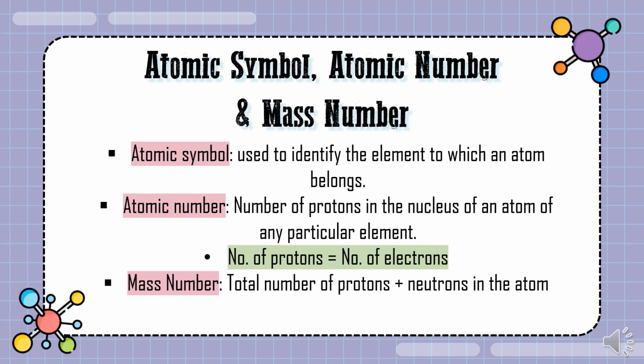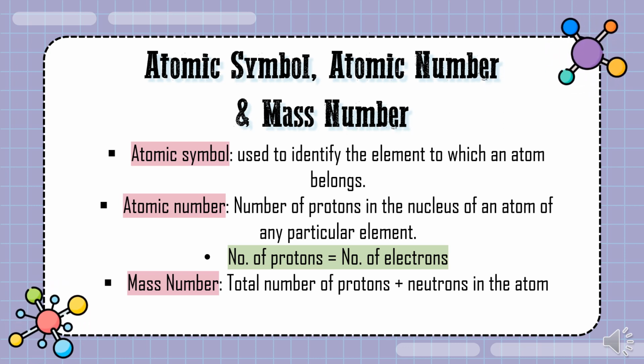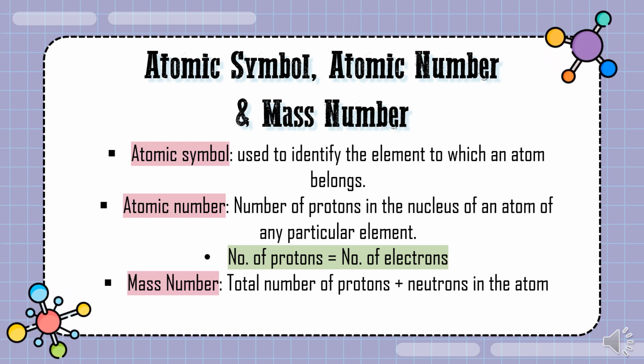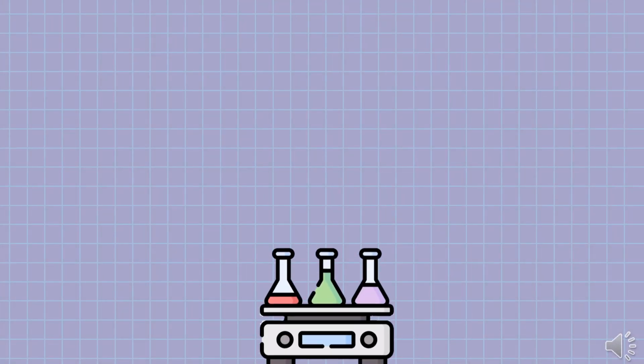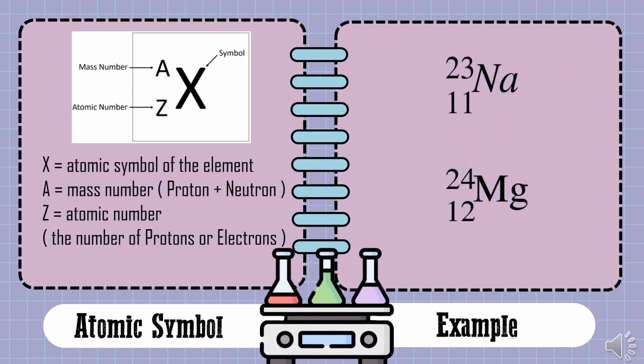Mass number. Mass number means the total number of protons and neutrons in the atom. Here is the symbol of an atom, where X is the atomic symbol of the element, A is the mass number, which is proton plus neutron, and Z is the atomic number, which is the number of protons or electrons. And here I have put another example of elements, which are sodium and magnesium.